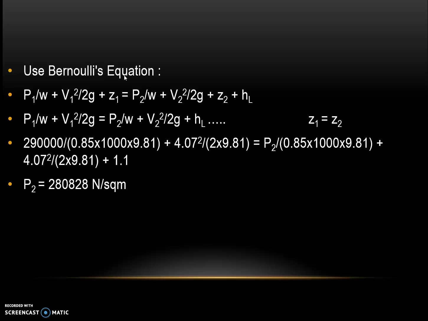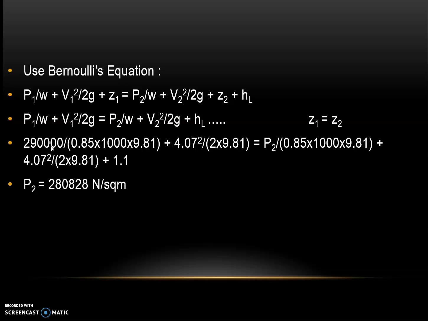Now we will use Bernoulli's equation to find the value of P2, which is not given in the problem. We will apply Bernoulli's equation at section 1 and section 2. So head at section 1 equals head at section 2 plus the losses. Here we have considered head loss as the value of HL is given. In previous problems we had considered HL as equal to 0, considering no losses. So P1 by W plus V1 square by 2G will be equal to P2 by W plus V2 square by 2G plus HL, considering Z1 equal to Z2, that is, the distance between the datum line and the center at section 1 and section 2 is the same.